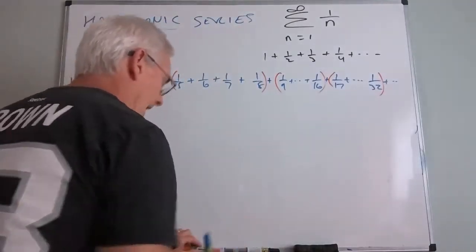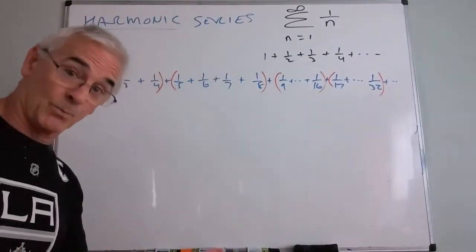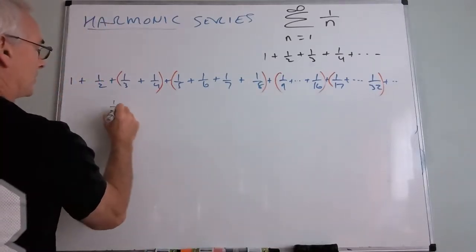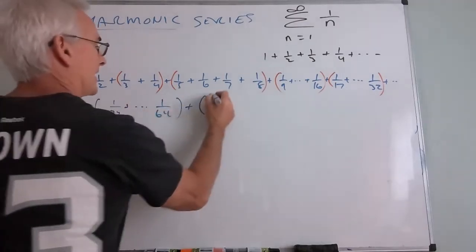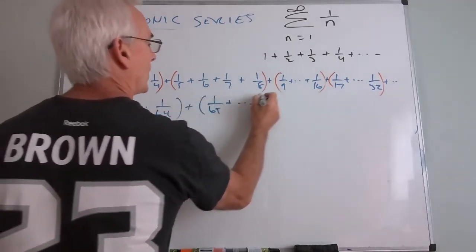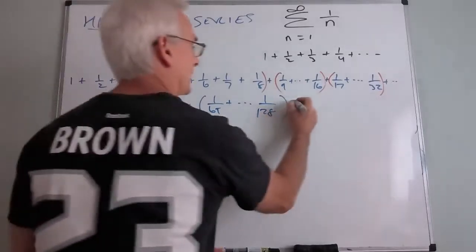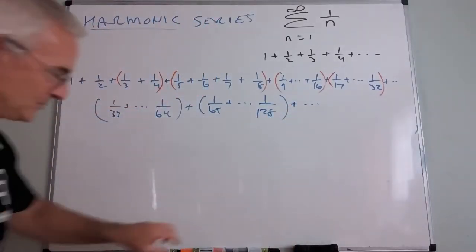Now, if I keep going, I can do this, right? Like Captain America says, we can do this all day. So I'm going to have 1 over 33 plus all the way up to 1 over 64. And then I'm going to have 1 over 65 all the way up to 1 over 128. You notice I'm doing 2 to a power. And we keep going forever and ever and ever. Well, interesting thing.